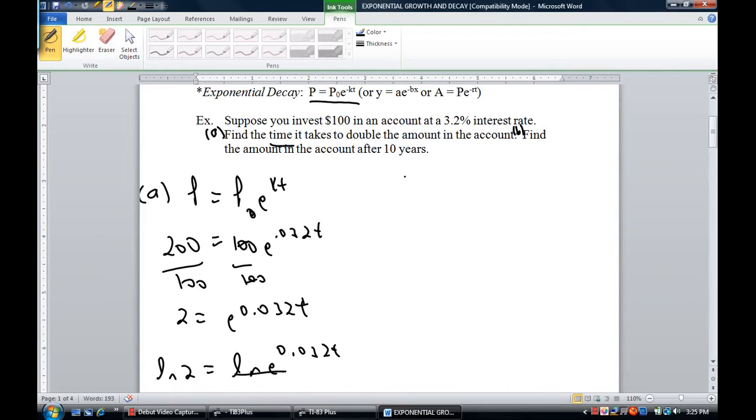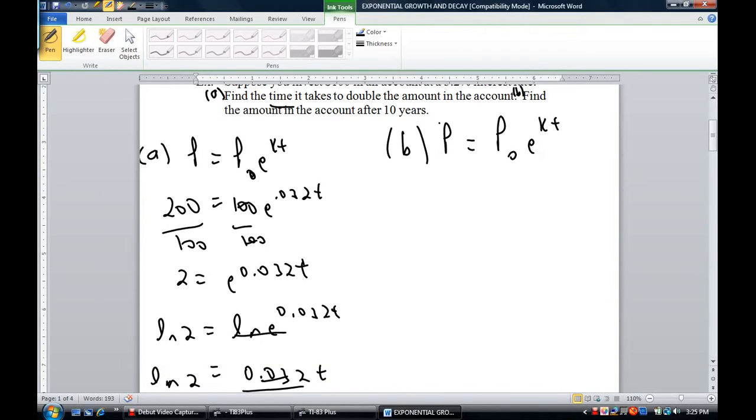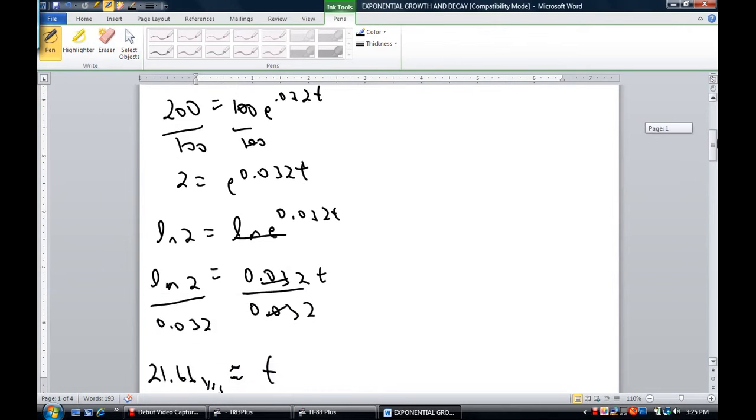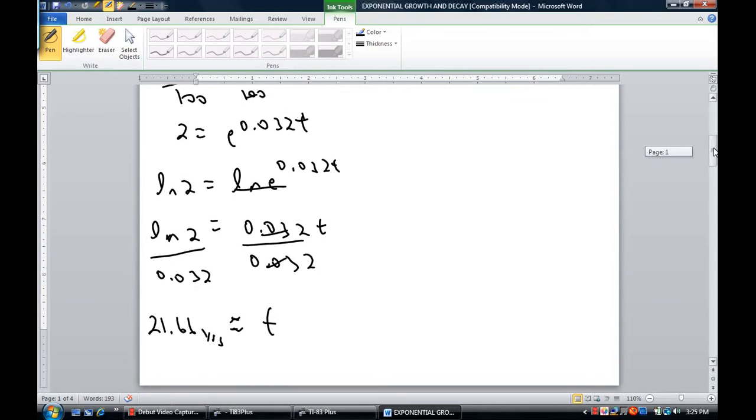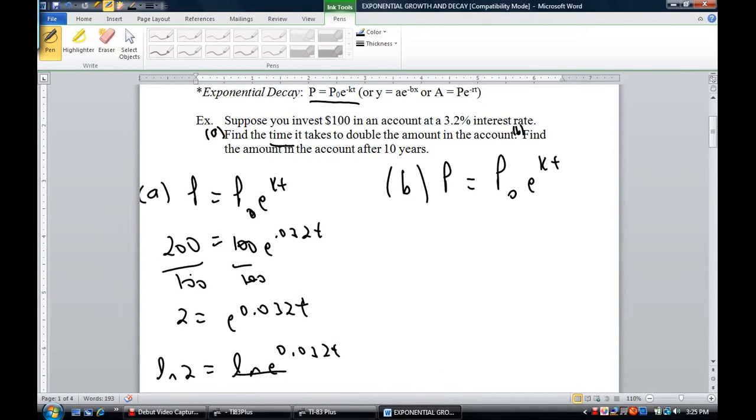Now we're going to answer the second question. We're going to use the same formula because this is a growth. It's growing, so that's why we're using a positive. Now we're going to find the amount in the account after 10 years. Now keep this in mind. In 21.66 years, it's going to double to 200. So in 10 years, which is less than 21.66, it won't even be 200. It's going to be less than 200. So it's going to be between 100 and 200 when we do the final answer.